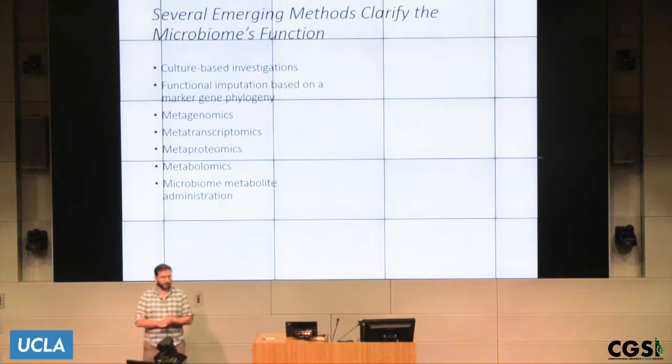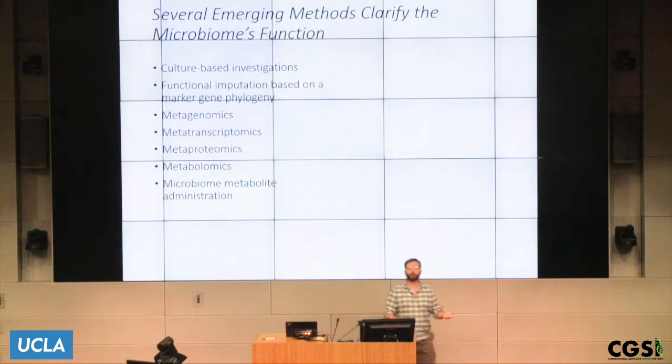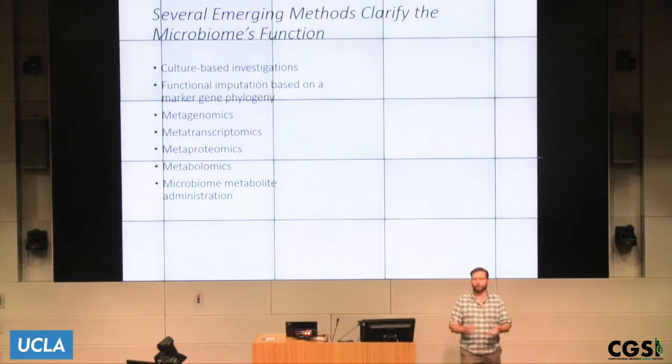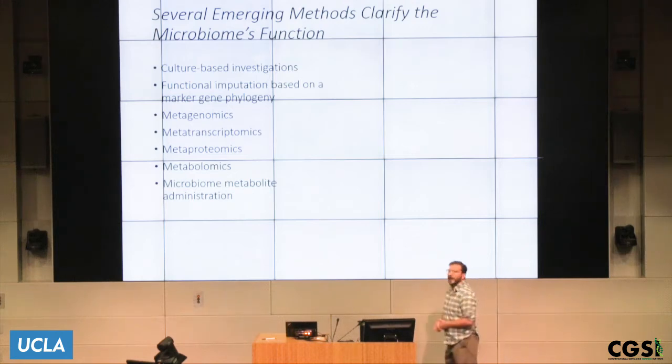I show you a series of them on this particular slide just to give you a flavor of the different approaches that folks are using in this space, all the way from culture-based investigations, where we might do genetic manipulation of a microbiome model like E. coli, all the way down to full-scale metabolomics, where we're actually determining what types of metabolites are being produced by the microbial community, and maybe even testing specific metabolites on an environment of interest.